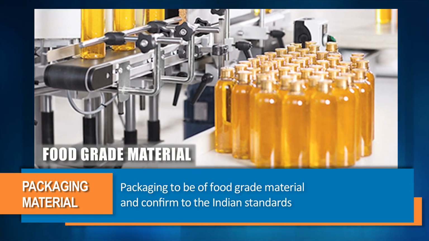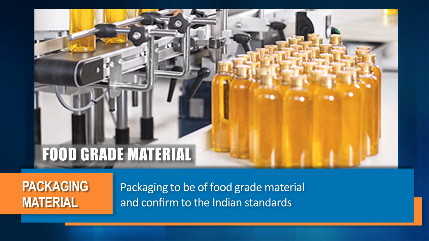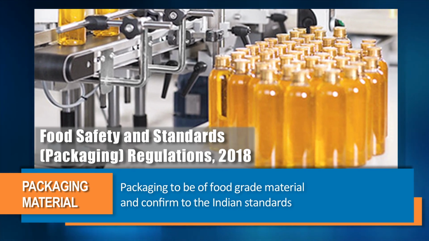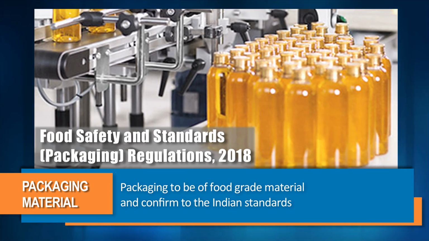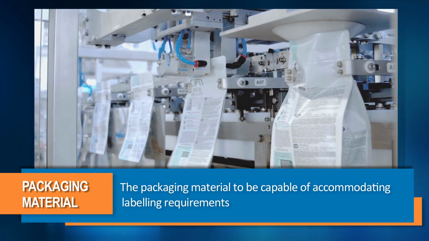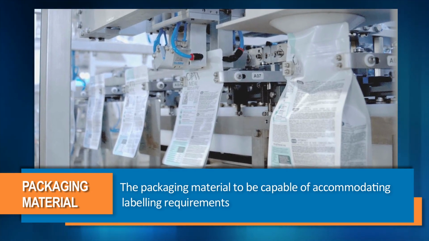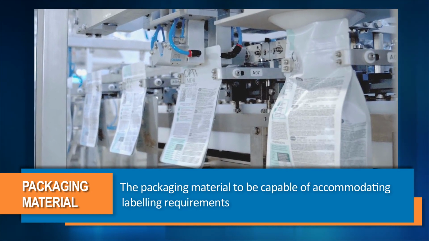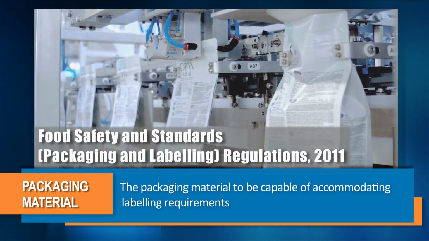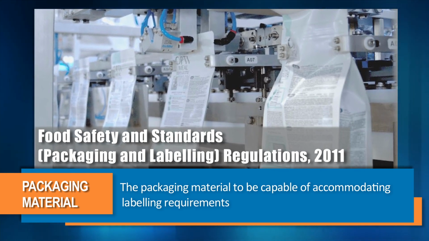The packaging shall be of food-grade material and conform to the Indian standards as mentioned under Food Safety and Standards Packaging Regulations 2018. The packaging material shall also be capable of accommodating labeling requirements as mentioned under Food Safety and Standards Packaging and Labeling Regulations 2011.